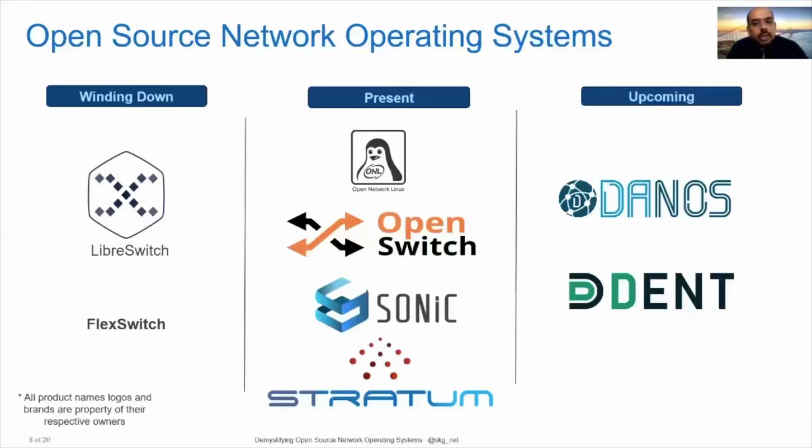On the right are the upcoming OSs, Danos and Dent. Both of these projects are under the Linux Foundation. Danos is backed by AT&T, and Vyatta OS provided seed code to it, mainly focusing on telco use cases. Amazon and Cumulus Mellanox, along with other partners, recently announced Dent, focusing on edge and IoT use cases. It is based on Linux and Switchdev.